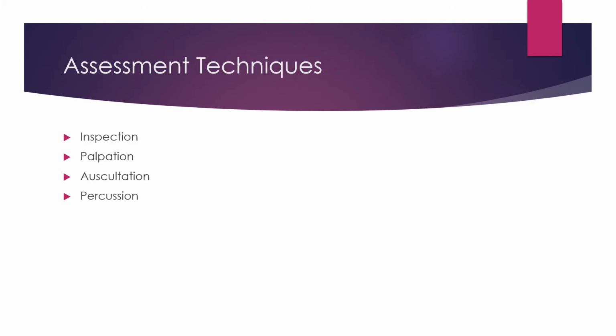There are 4 key assessment techniques that you should feel confident about, and those are inspection, palpation, auscultation, and percussion. Anytime that you have to auscultate the abdominal area, you want to auscultate before you palpate or percuss that area, because we don't want to trigger a false presence of bowel sounds through stimulation. So always remember, auscultation comes first, before palpation or percussion of the abdomen.